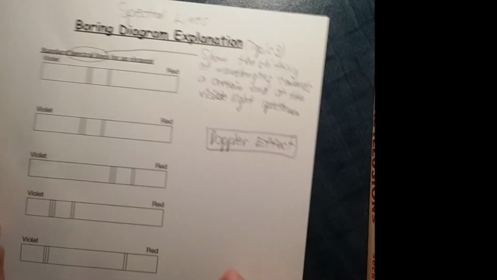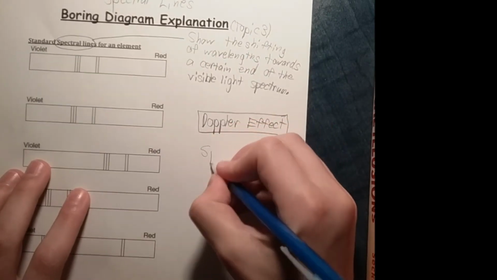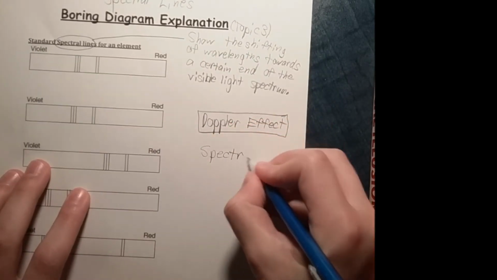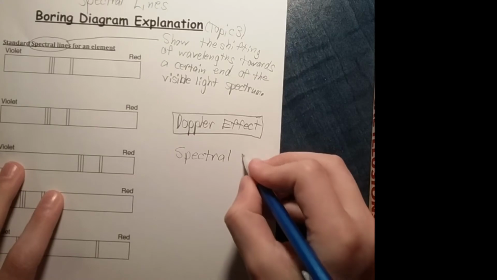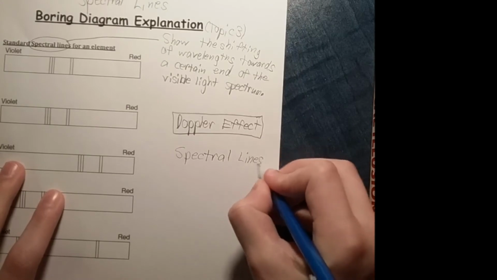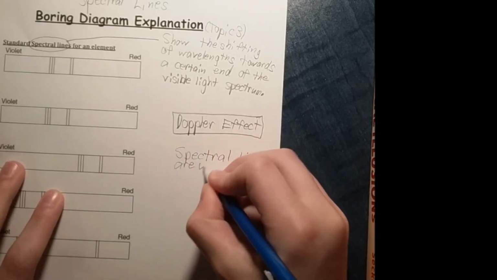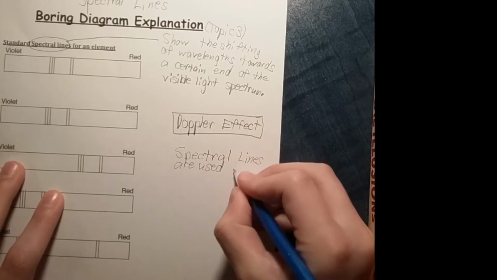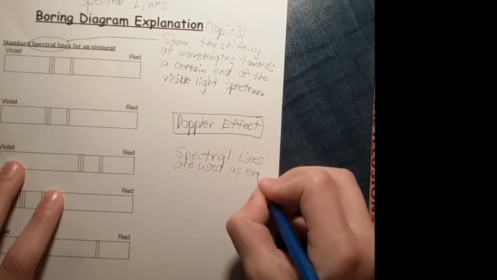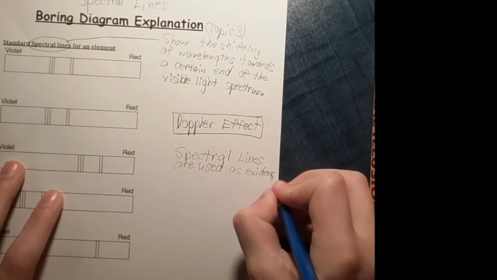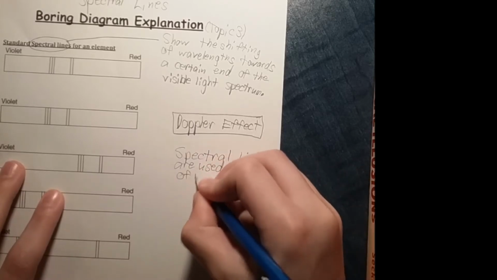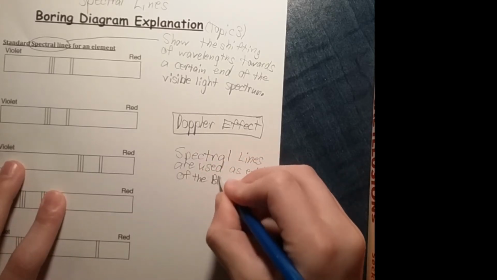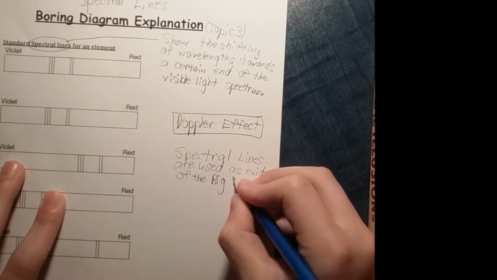So spectral lines are going to be used in this case as evidence for the Big Bang Theory. So we're just going to write that down because that's something else you should know. Are used as evidence of the Big Bang Theory. So spectral lines are used as evidence of the Big Bang.